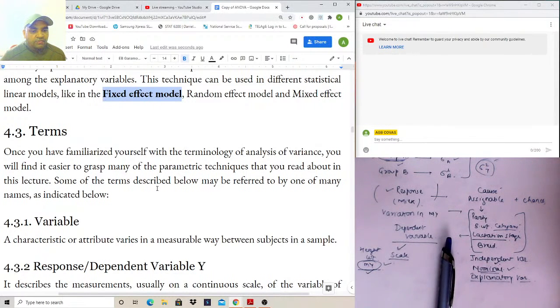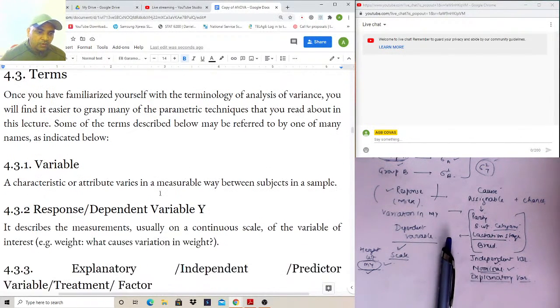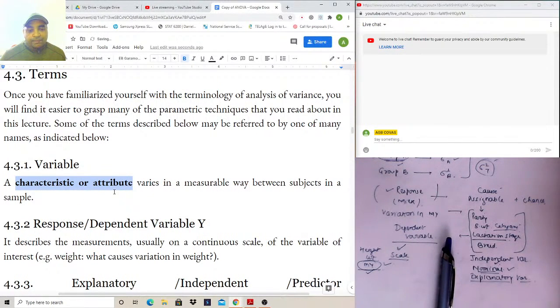Okay, some of the terms described below may be referred to by one of many names as indicated below. So one is variable. What is a variable? A characteristic or attribute that varies in a measurable way between subjects in the set. Any characteristic or attribute that varies in a measurable way, and it should be measurable, right, between subjects in a sample is known as a variable, right?